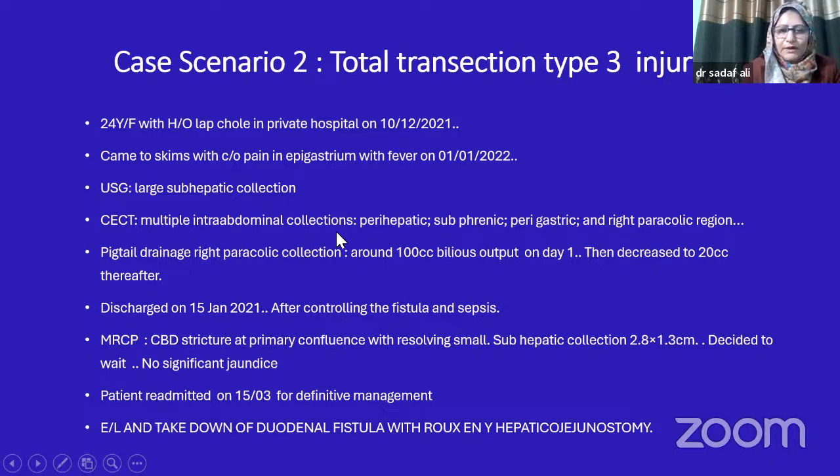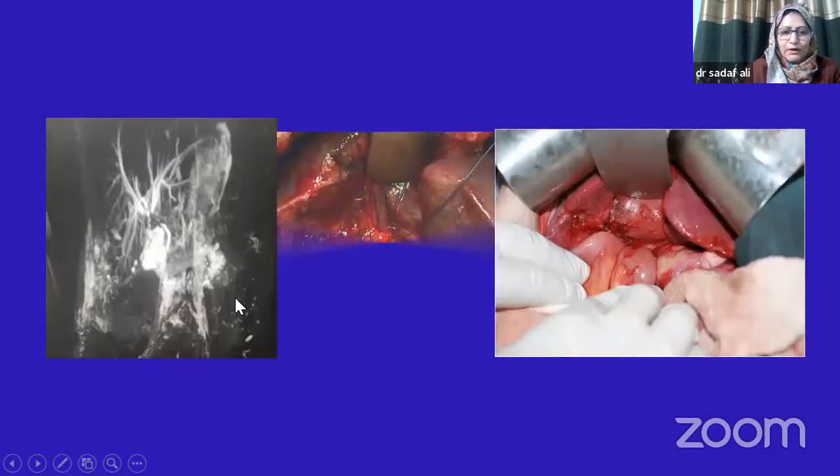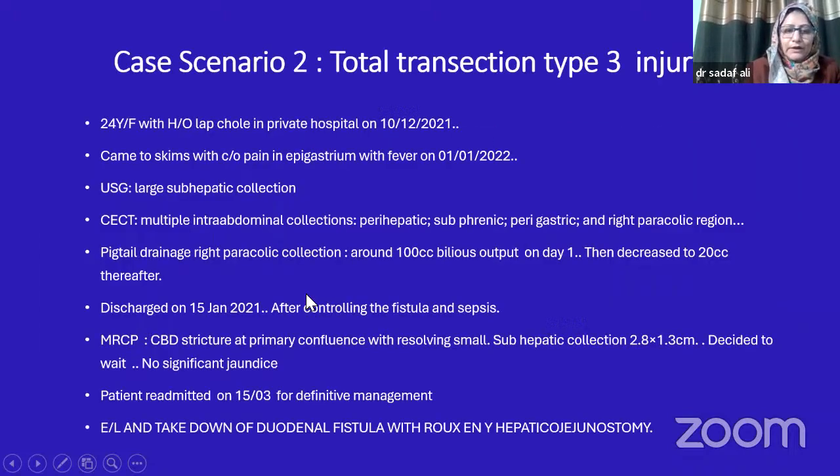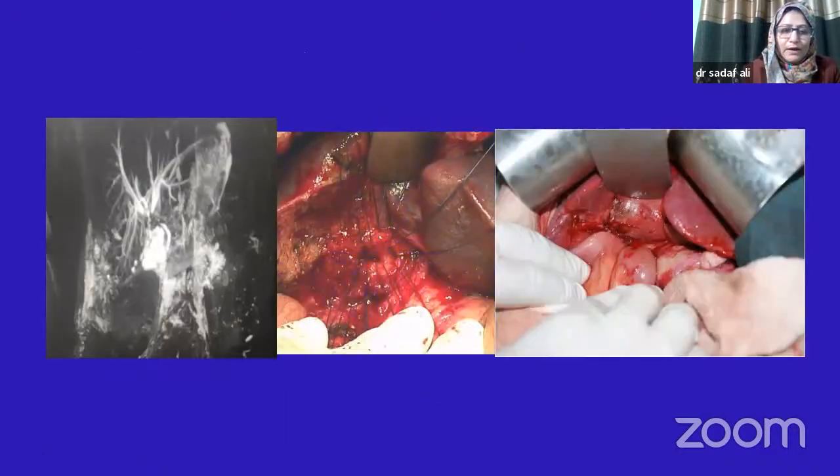We admitted the patient and did a CECT first, then pigtail drainage of the collection, made the collection into a controlled fistula, and discharged her to plan a surgery after MRCP. On MRCP again, we saw that there was a small collection. We still decided to wait. Subsequently, the patient had a definitive surgery on 15th March.